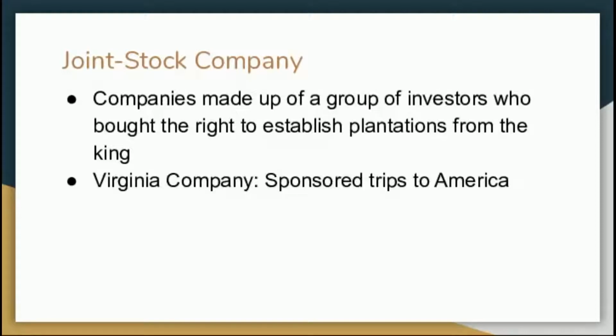So anyways, we create what's called the joint stock company, which is basically where several investors come together. They combine their money, and they are going to establish plantations in the Americas. Now, the most popular one that's going to establish the first colony is called the Virginia Company. If you go ahead and highlight that, that is the most popular one.